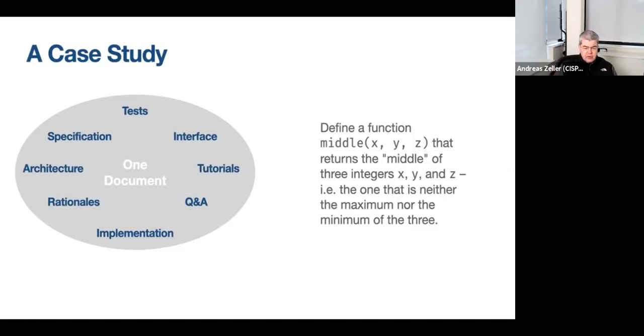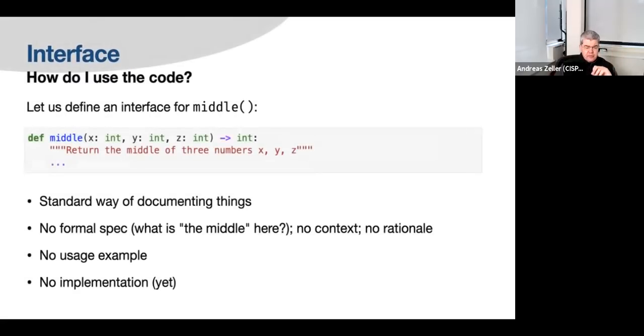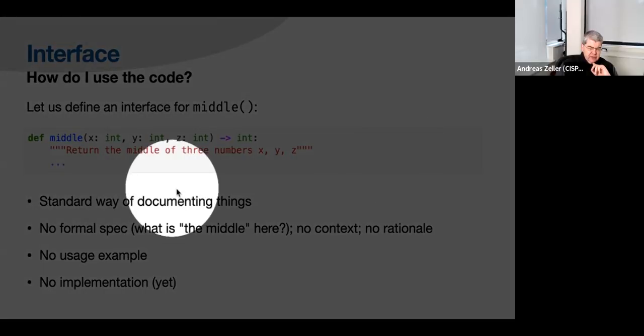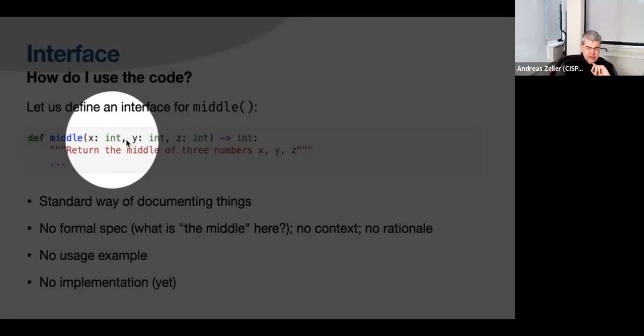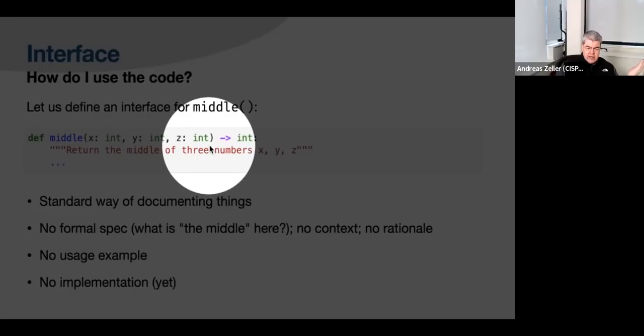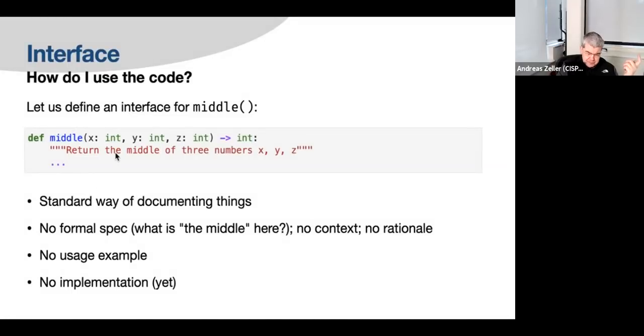We're going to look into how all of these things actually can be added into one single document to define this. We're going to start with the interface. The interface is very simple. How do I use a piece of code? And this is not very difficult to define in a Jupyter notebook. You define the signature of the function. So I want to have a function that is called middle, which has three parameters, x, y, and z, all integers. They return an integer, and it's supposed to return the middle of 3 numbers.